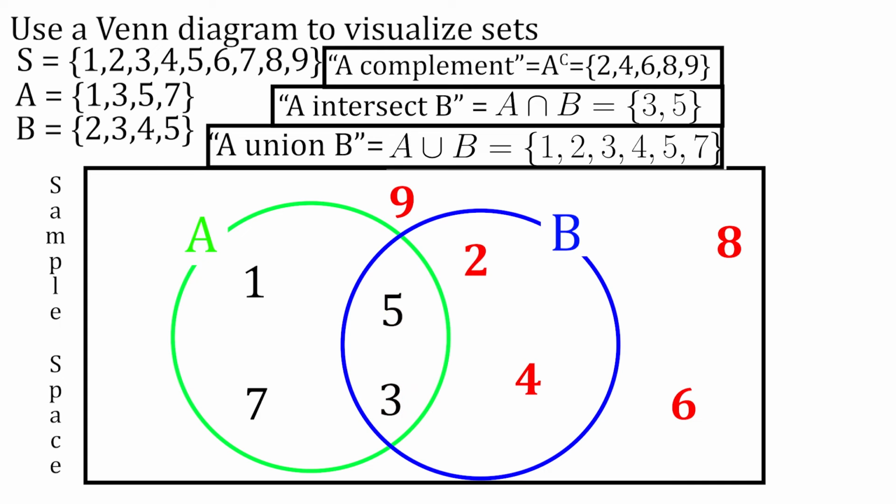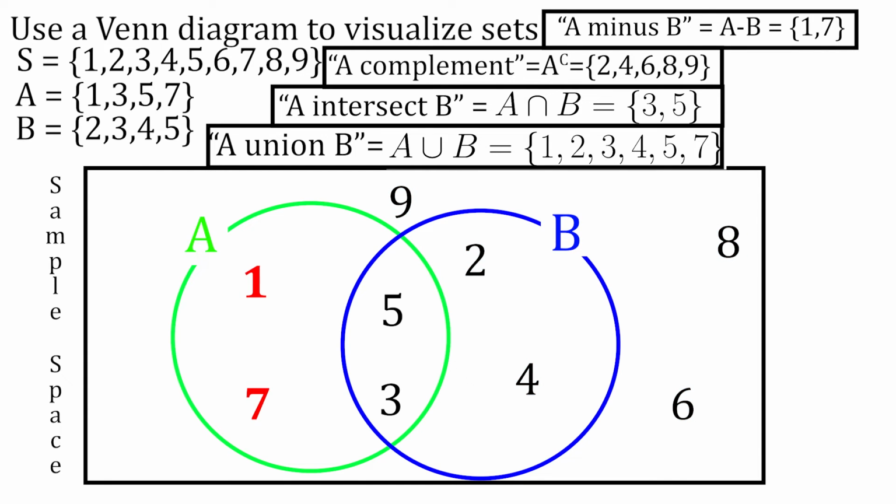The complement of A is elements that are not in A but are in S. The complement of A is written with a superscript C. Here, A complement is {2, 4, 6, 8, 9}. These are the elements not in the green circle on our Venn diagram.